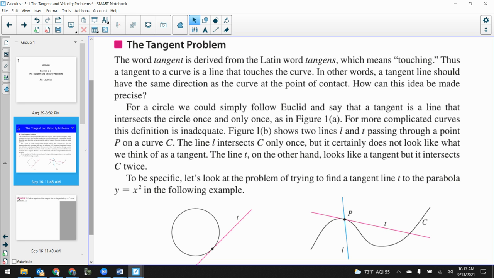I always like word origins. The word tangent is derived from the Latin word tangens, which means touching. Just means lying directly next to. It's just touching that curve or that circle. Thus, a tangent to a curve is a line that touches the curve. In other words, a tangent line should have the same direction as the curve at the point of contact.